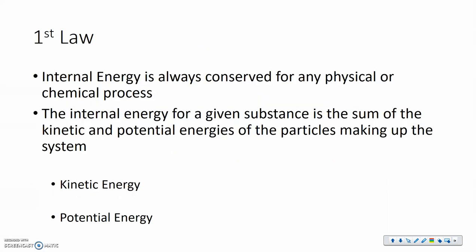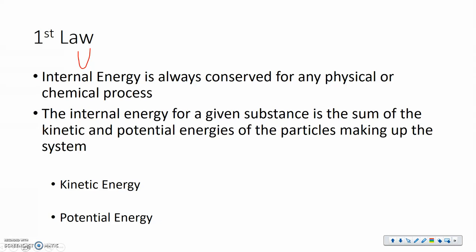So the first law says the internal energy for a given substance is always conserved for any physical or chemical process. So internal energy has the symbol U, and it's the sum of all the energies that make up that system. So the system is typically talking about the reaction or your substance or whatever it is that you're measuring. The surroundings would be everything else around it.